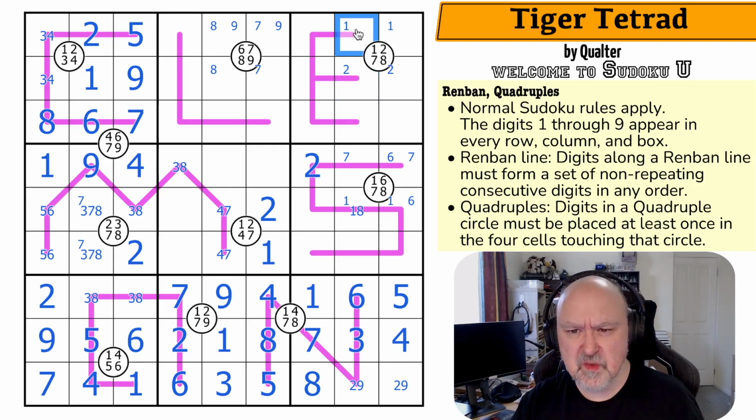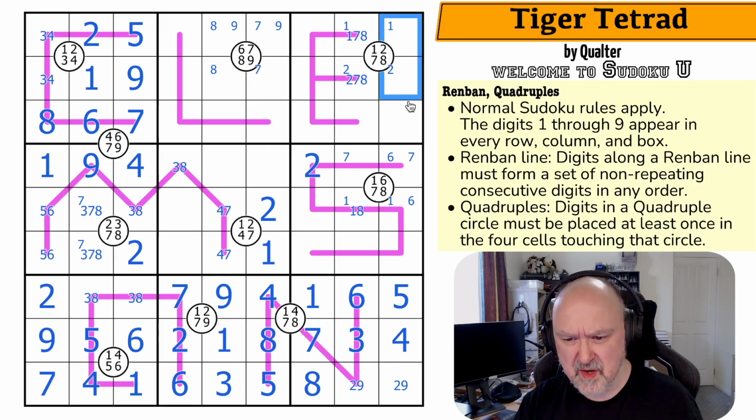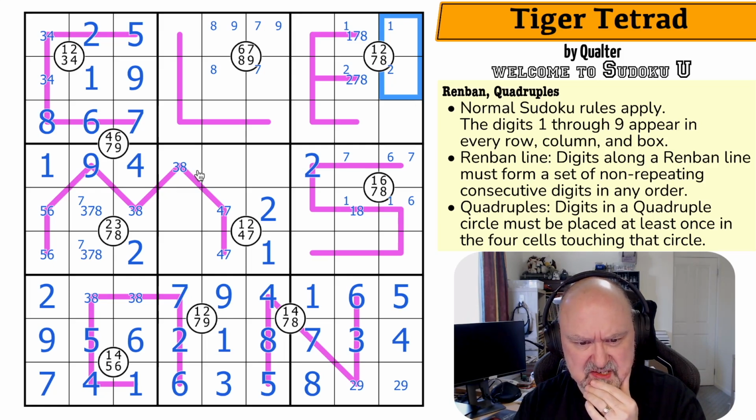So if this is a 1, this is a 2, because 1 can't reach 7 on this Renban. I could also make this a 2 and this a 7, because 2 and 7 could connect if these are 3, 4, 5, 6. The other possibility is these are 7 and 8 in either order, and then these would be 1, 2. And I don't see why that would break either. So I get the feeling there's something else that I'm missing, and it's probably just a simple scanning thing.